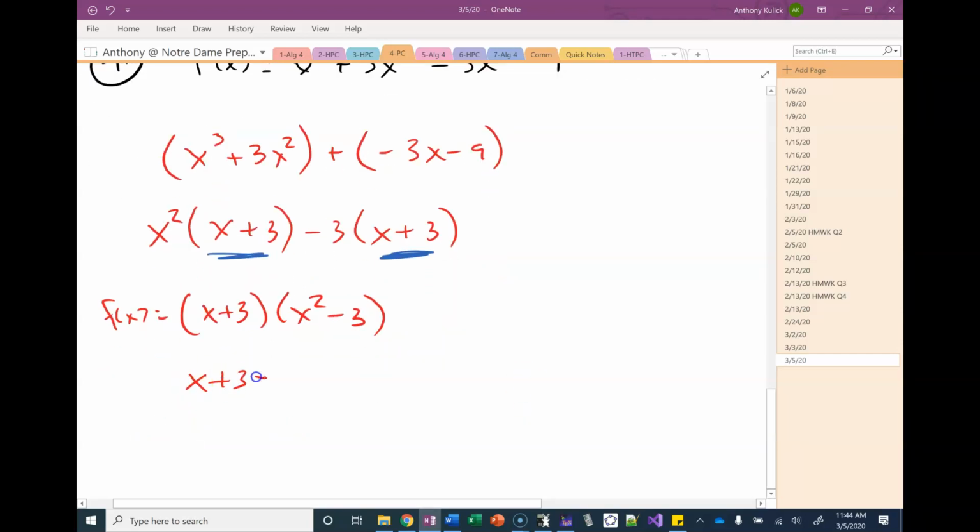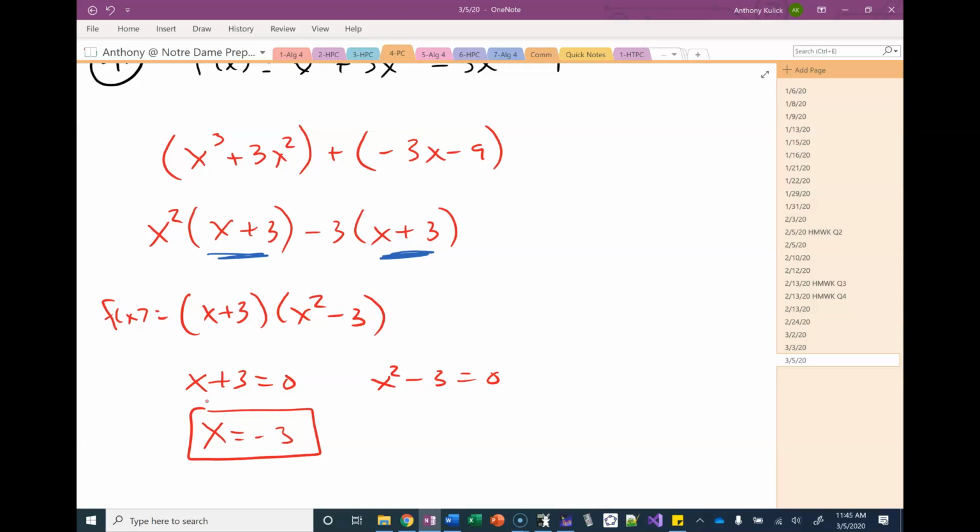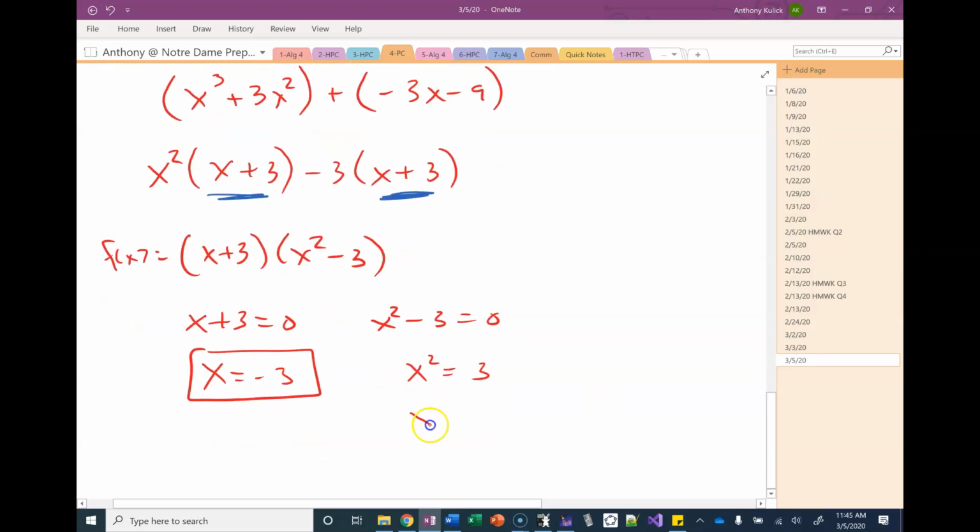And now that it's in factored form, I can just set the two factors equal to zero. So one solution is -3. And to solve that second quadratic equation, I notice that there's no x, there's just x squared. So I can just solve this directly. So I can add 3 to both sides and then square root both sides. Remember, when I square root both sides of an equation, though, that creates a plus or minus.